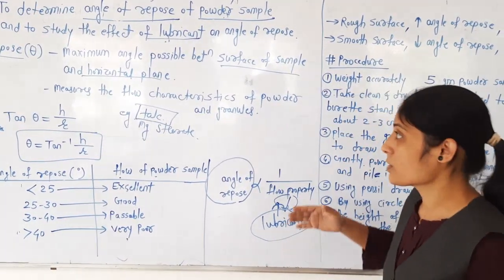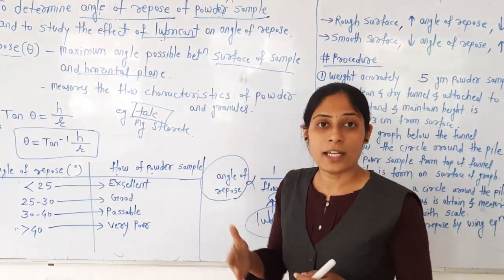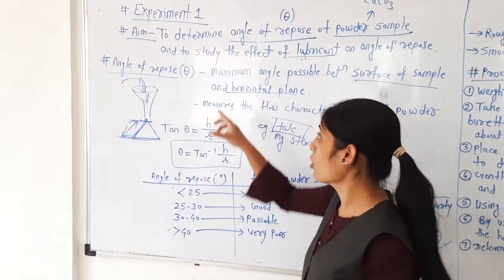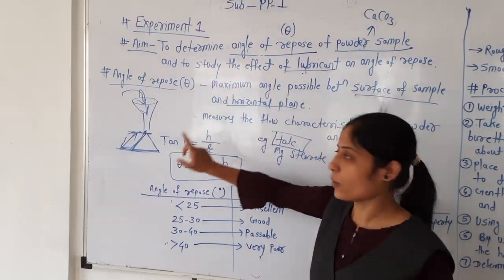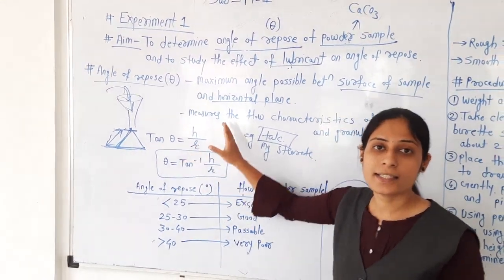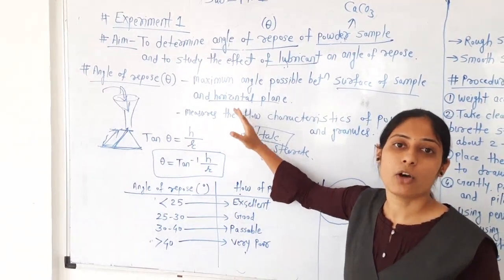Okay, so see here how we can calculate the angle of repose. For calculation, the angle of repose is indicated by the symbol theta. So tan theta is equal to h upon r. This is the formula to determine the angle of repose.